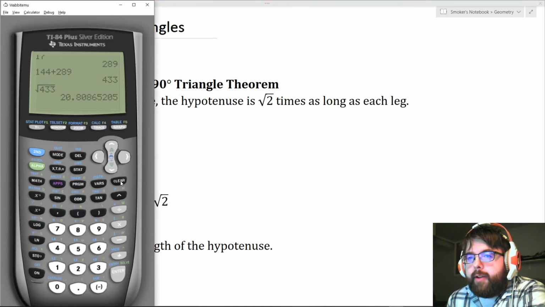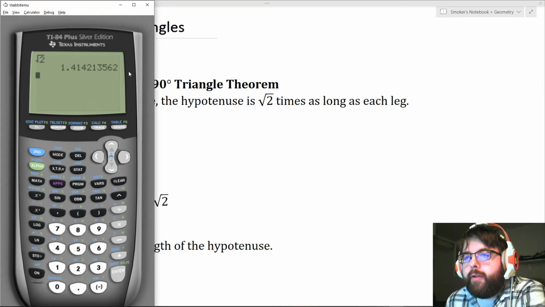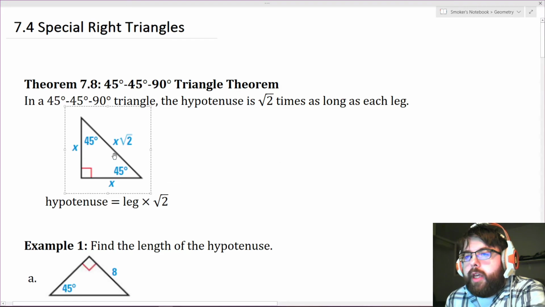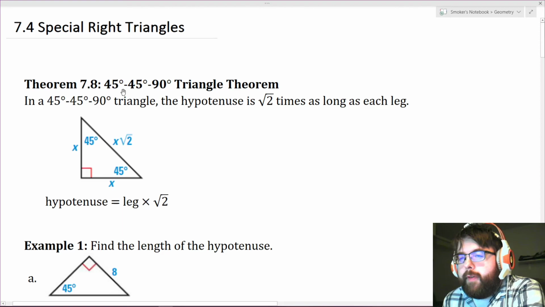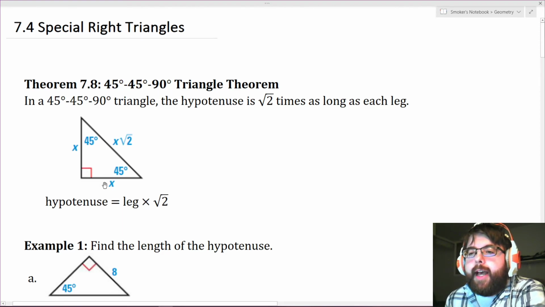So let me boot up my calculator and clear it here. I'm going to put in square root of 2. I know you don't have a graphing calculator, but you can do this on any calculator. Do square root of 2, you put that in, and it's 1.414, and it just goes on. Even the calculator cuts this off at some point. It'll go on forever. Irrational, does not repeat, does not end. Square root of 2 is a number. So the unique thing about a 45-45-90 triangle is that the leg times the square root of 2, that irrational number, will be the length of the hypotenuse.